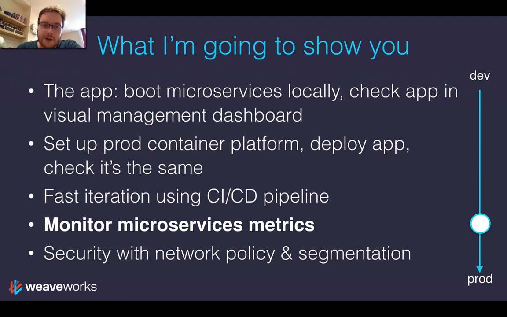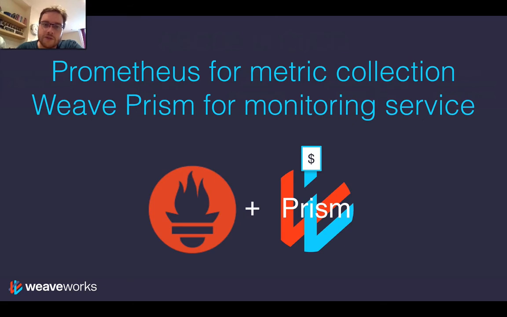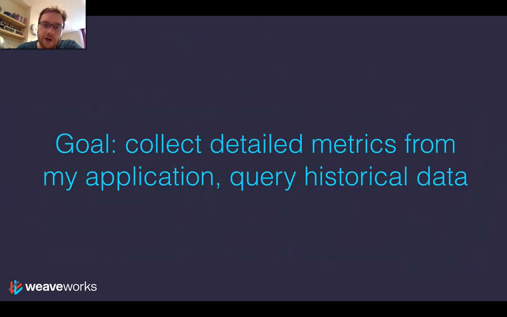Next up, I'm going to show you how we monitor the microservices metrics. In order to do this, we've chosen Prometheus, which is a really good fit for Kubernetes, as the technology which will gather the metrics. And then we're going to push those metrics into Weave Prism. So the goal is that we collect detailed metrics from the application and then are able later to query that historical data using powerful queries.